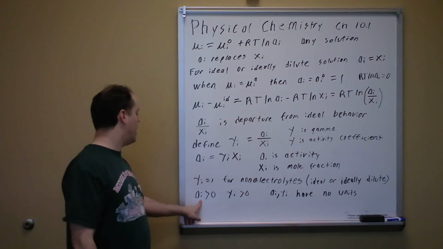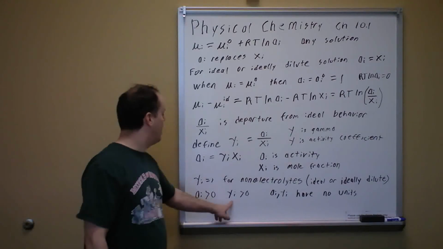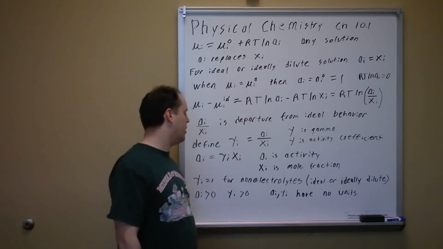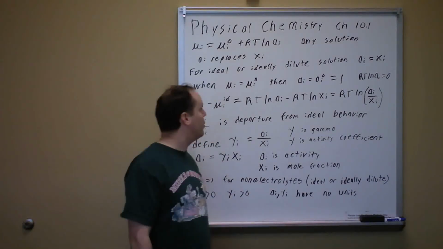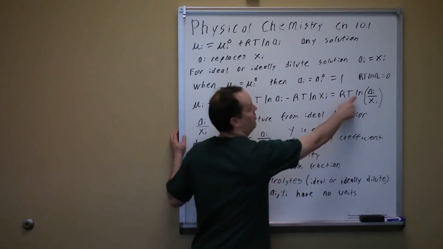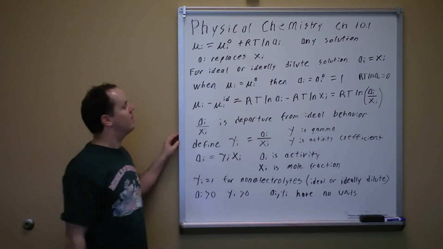Now, the activity of I always has to be greater than 0, and the gamma of I also has to be greater than 0. And both of them have no units, which would be kind of obvious because you can't take the natural log of something that has units anyway.